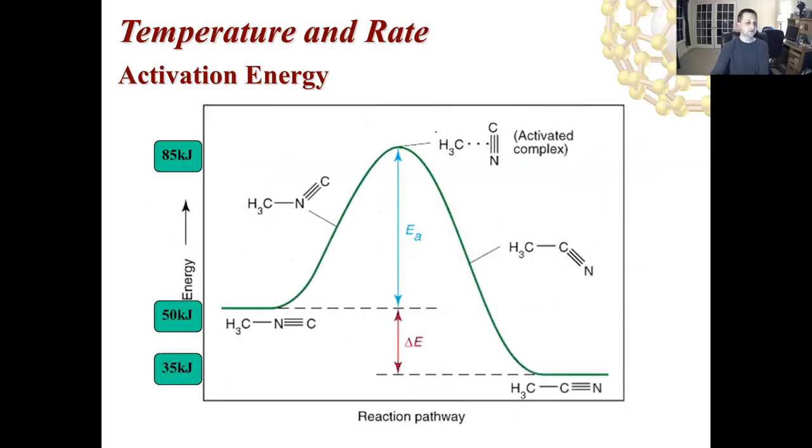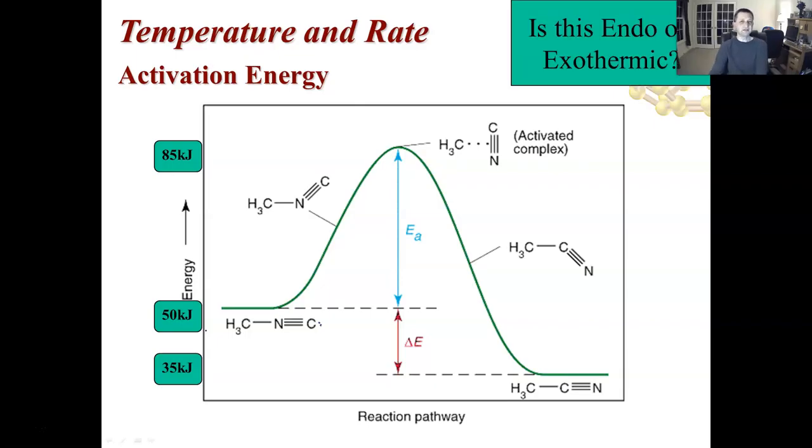So we're going to end things for today. Here's our initial substance over here. Methyl group and triple bond carbon, with a lone pair on it. Okay, let's say that has 50 kilojoules of energy stored up in those chemical bonds. So the potential energy of that substance is 50 kilojoules.